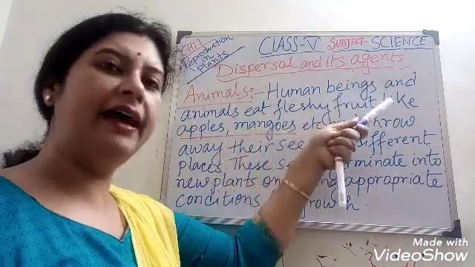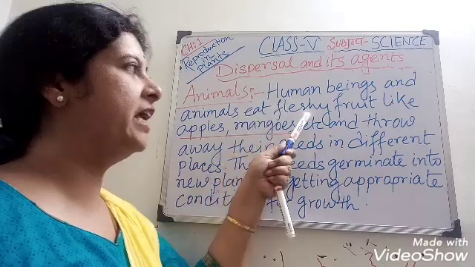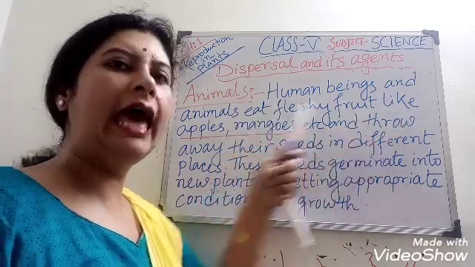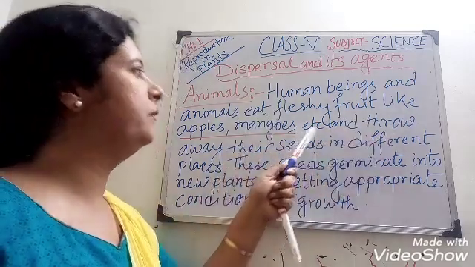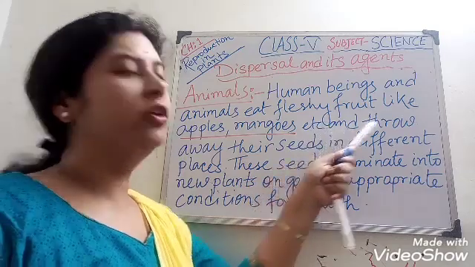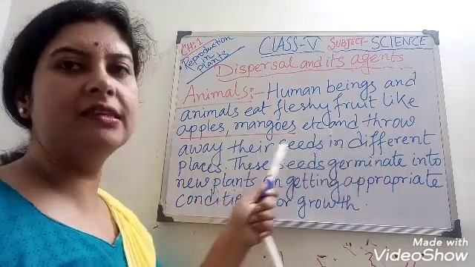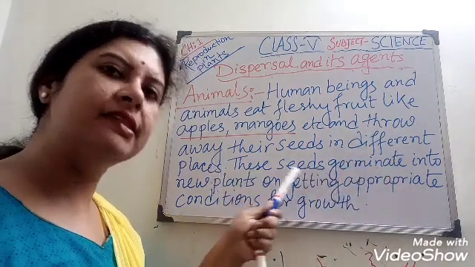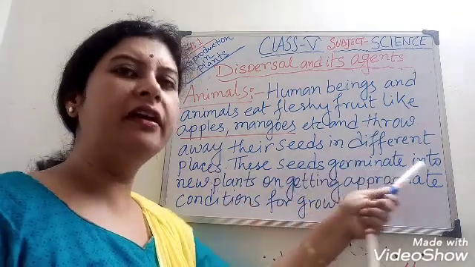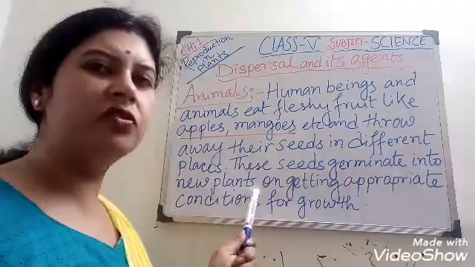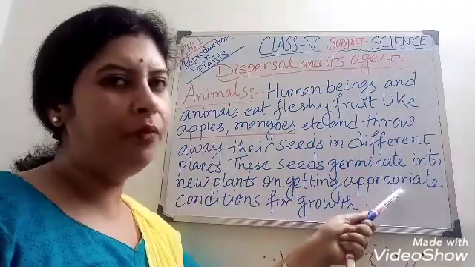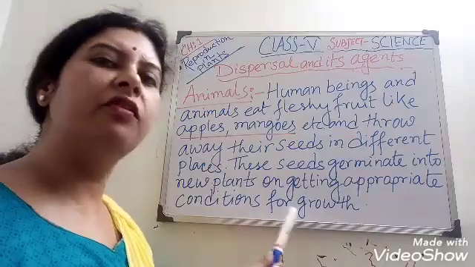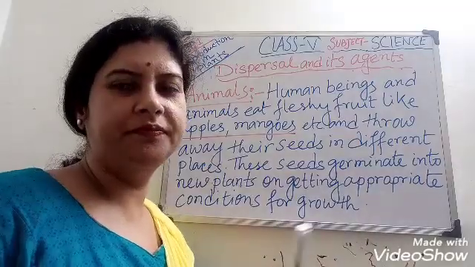Animals. Human beings and animals eat fleshy fruit like apples, mangoes, etc. and throw away their seeds in different places. These seeds germinate into new plants on getting appropriate conditions for growth.